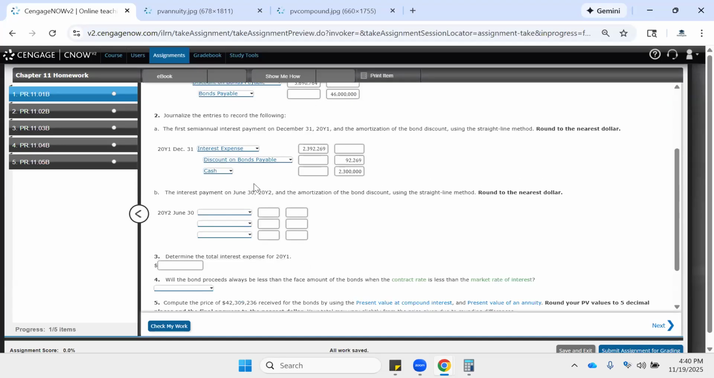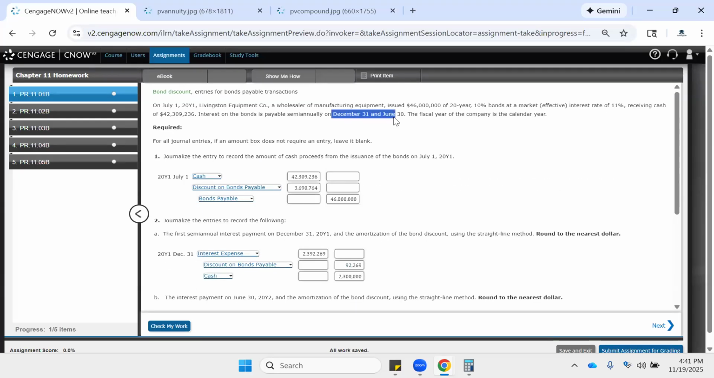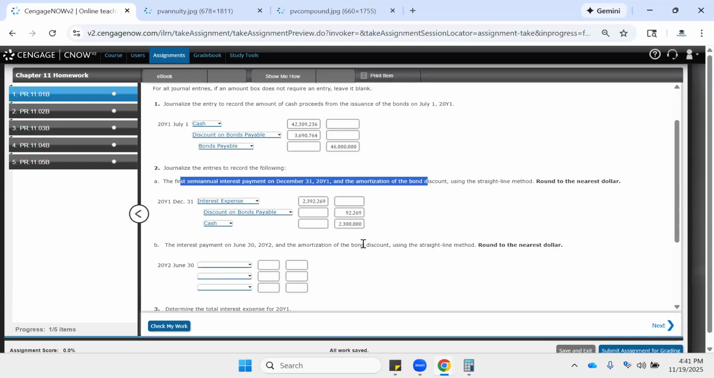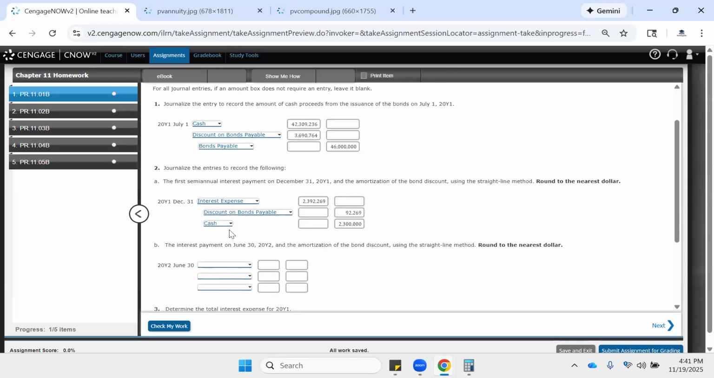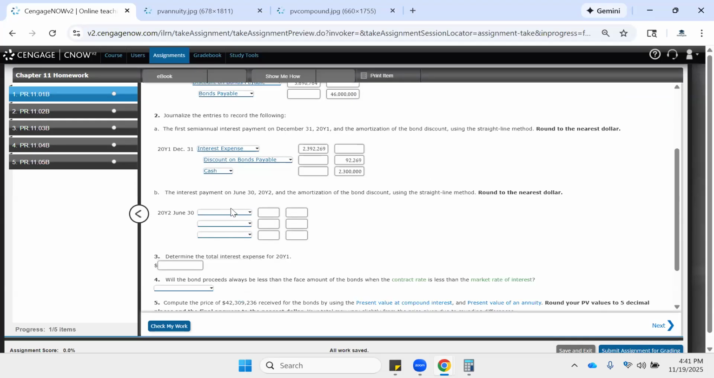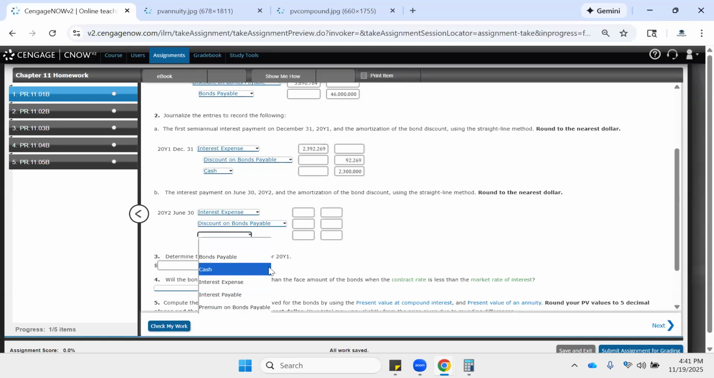In year 2, the amortization of the bond, what is the journal entry? Because payments are made every 6 months, it happened to end up exactly aligned with year end because the fiscal year of the company is the calendar year. We don't have to do anything with interest payable or accrued interest or anything like that. We're expensing this interest as we pay it. And so the journal entry is going to be exactly the same for the second coupon payment.